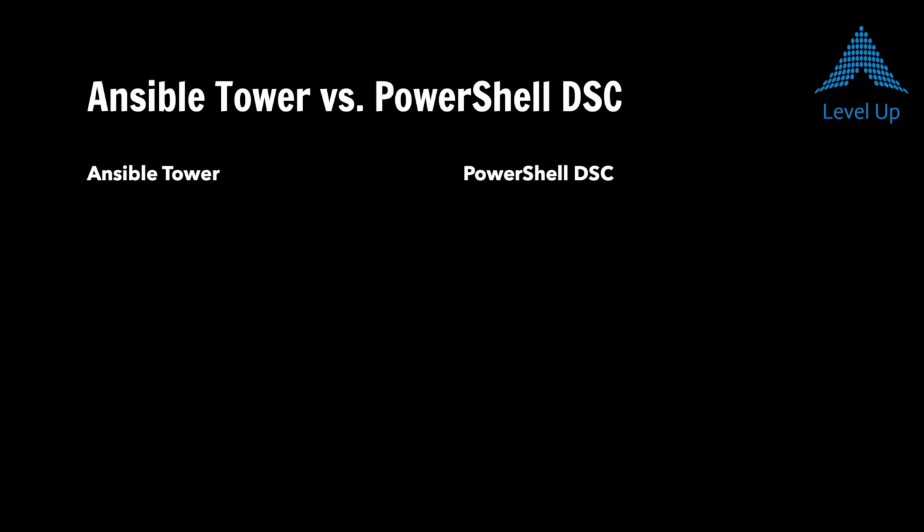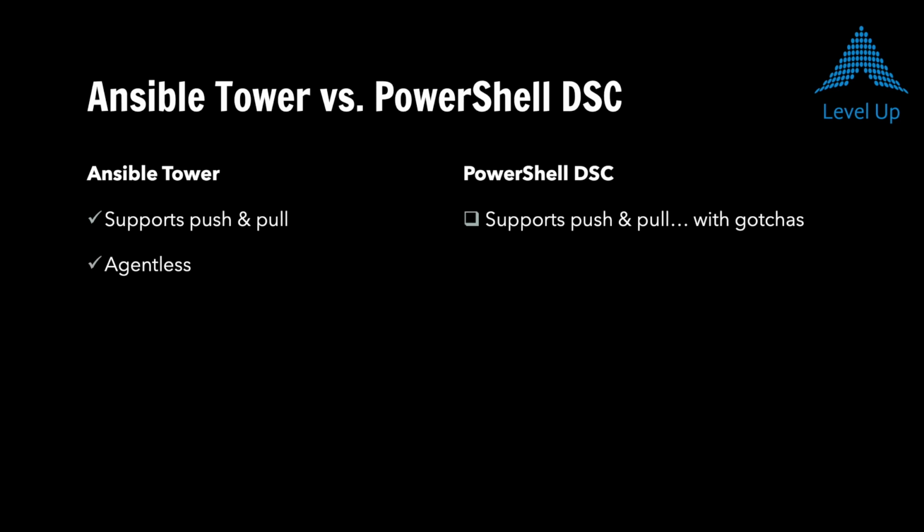When we compare Tower to a more modern approach that Microsoft has taken with PowerShell DSC, we do find that both support push and pull, but DSC does have some gotchas with regard to how it handles both of those and what it's really trying to do. A lot of that comes down to the fact that, once again, Tower's approach is agentless, while DSC's is not. Ansible happens to ship with a Win DSC module for those who do want to be able to leverage and kind of extend what they're doing with DSC in a Tower context. We see that happening from time to time.